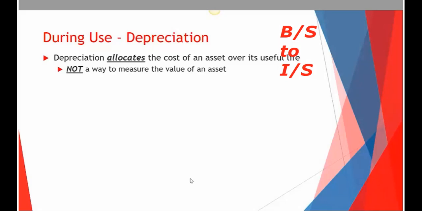Some assets, maybe if it's land, are going to go up in value. Other assets, maybe if it's a truck or a car, are going to go down in value. We're not trying to measure that value. We're just allocating the cost. We're saying, here's what we paid for it, and we want to allocate the total amount that we paid for it over every single year that we're going to use it.